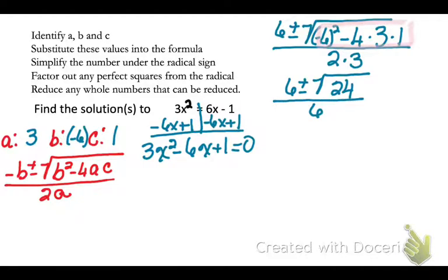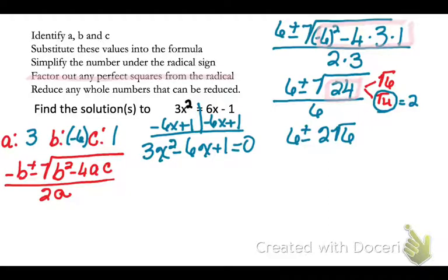Now, the next thing I'm going to do is factor out any perfect squares from underneath the radical. Well, the square root of 24 can be factored into the square root of 6 times the square root of 4. And the square root of 4 is indeed a perfect square, which equals 2. So I'm going to rewrite the square root of 24 as 2 times the square root of 6, all over 6.